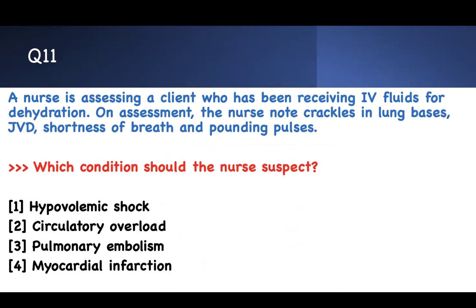This is the build-up of the same question. Next is assessing the client who is receiving IV fluid for dehydration. On assessment, he has crackles, JVD, shortness of breath, and a pounding pulse. I'm trying to teach you a concept: when you give a patient fluid, you should look for circulatory overload. This is what is happening to the patient. They're going to have signs and symptoms of cardiopulmonary complication.